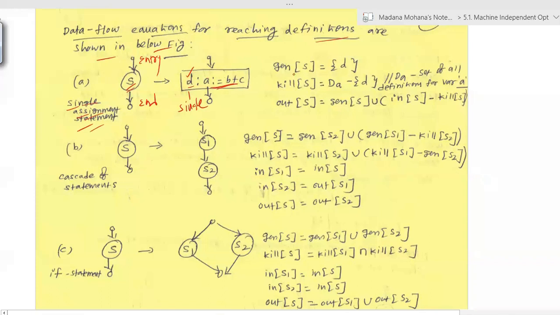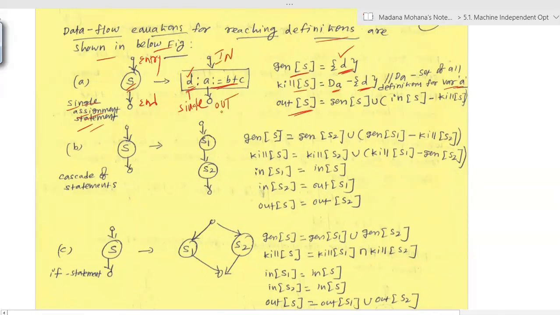Gen of S equal to simply D. In the previous example, we already mentioned generating definitions, only one definition, that is D. Then kill of S equal to all the other definitions of A, so kill of S equal to DA minus D. DA is the set of all definitions for the variable A used outside of that block, so you can subtract D from this. Then out of S equal to, this is the out.